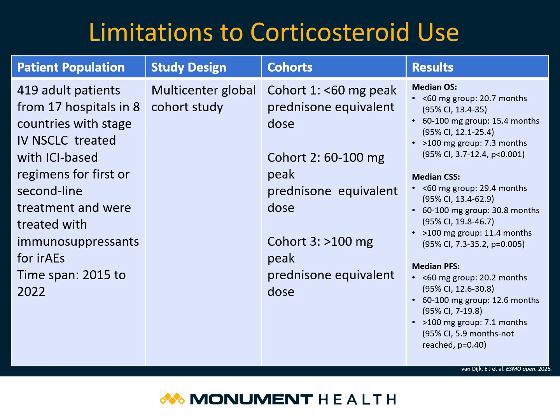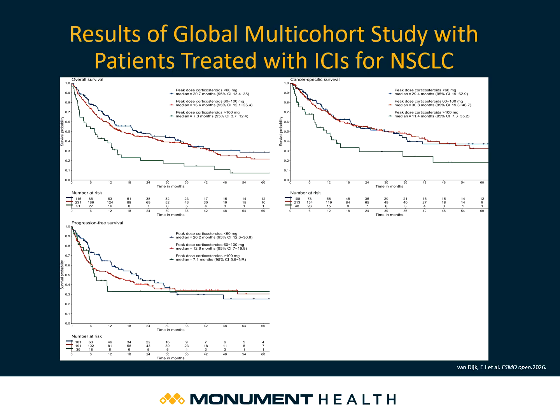patients who received higher doses of steroids had lower overall survival and cancer-specific survival. They also found a numerically lower median progression-free survival in the group that received greater than 100 milligram prednisone equivalent doses, but this was found to not be statistically significant. Shown on this slide are the graphs of efficacy outcomes that were impacted by higher corticosteroid doses in patients who were treated with immune checkpoint inhibitors for metastatic non-small cell lung cancer in the global multi-cohort study.